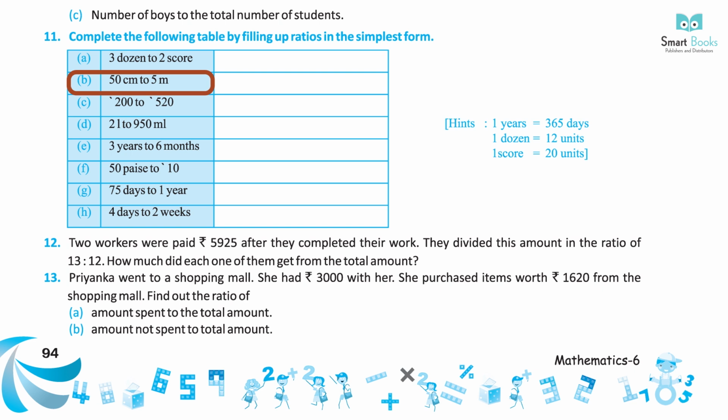Solution: 1:10. C. 200 to 520. Solution: 5:13. D. 2 liters to 950 ml. Solution: 40:19. E. 5 years to 6 months. Solution: 6:1. F. 50 paisa to 10 rupees. Solution: 1:20. G. 75 days to 1 year.